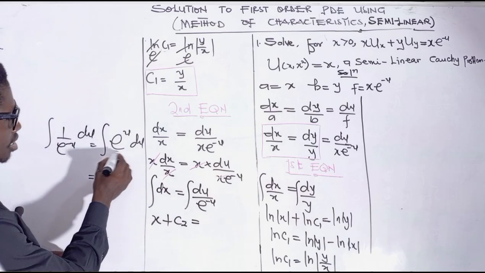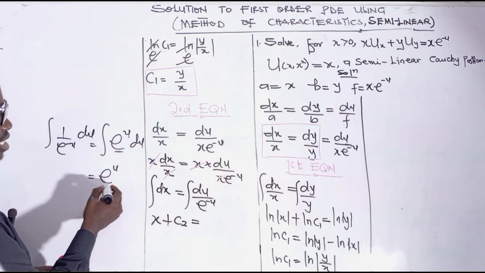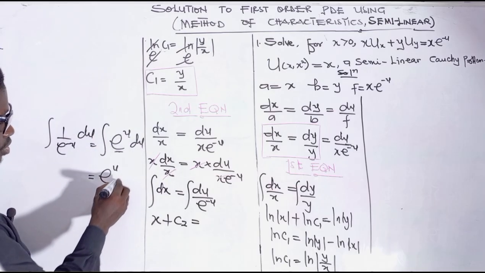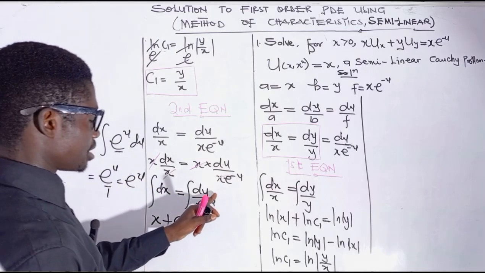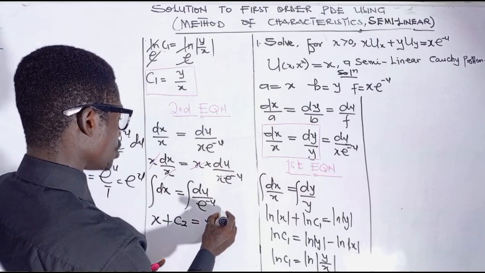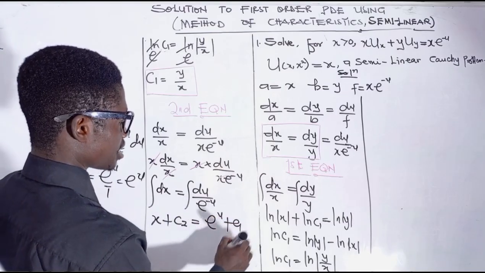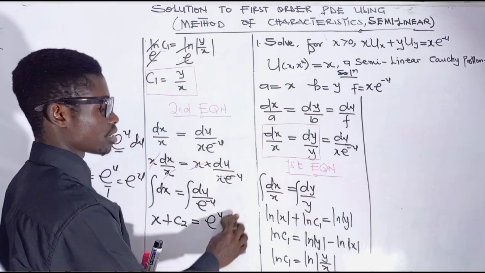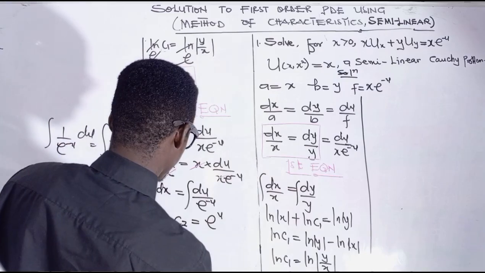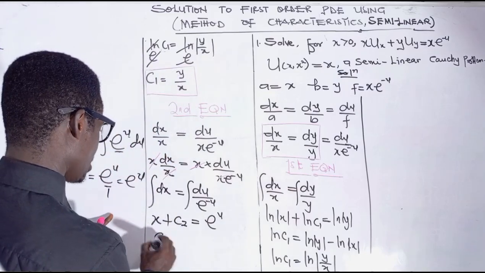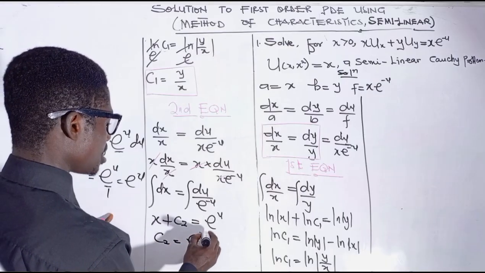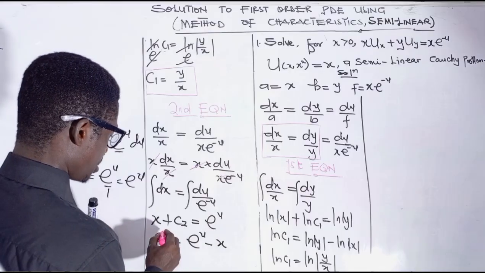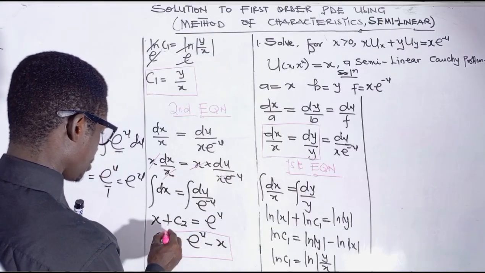We take the derivative of the exponent and divide by it. When we differentiate u with respect to u, we get 1. So we are still going to get e exponent u. We can still add our constant of integration, but a constant plus a constant will give us a constant, so we just pick only one of the constants. I guess you understand it now. So let's make C2 the subject. We have C2 is equal to e exponent u minus x. So we have another equation, which is another solution.